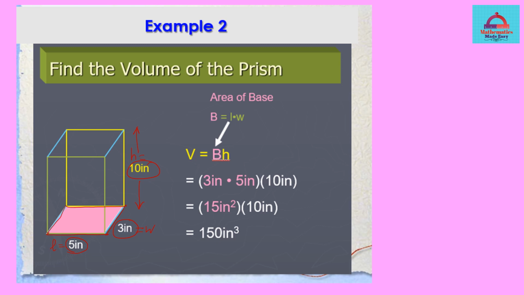That is going to be B times h again. That is 3 inches multiplied with 5 inches multiplied with 10 inches. So the volume for this rectangular prism is going to be 150 cubic inches. Easy, and quite easy to score if you have all your calculations correct.